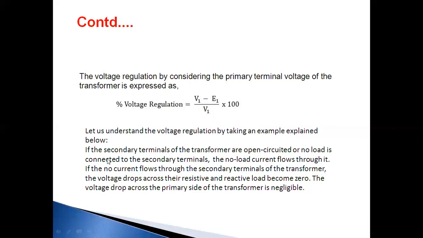Example in order to understand the voltage regulation. If the secondary terminals of the transformer are open circuited, or no load is connected to the secondary of the transformer, then the no load current will flow through it. In the no load condition, the voltage drop across the resistive and reactive parts becomes zero, and the voltage drop across the primary side of the transformer is negligible.